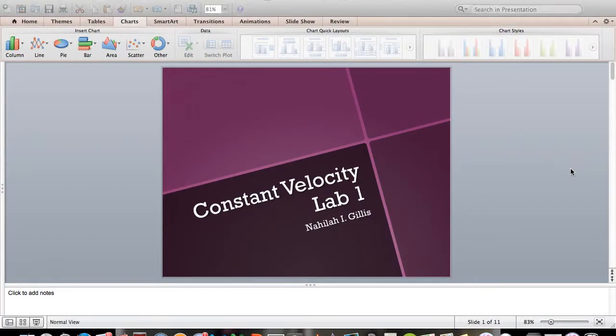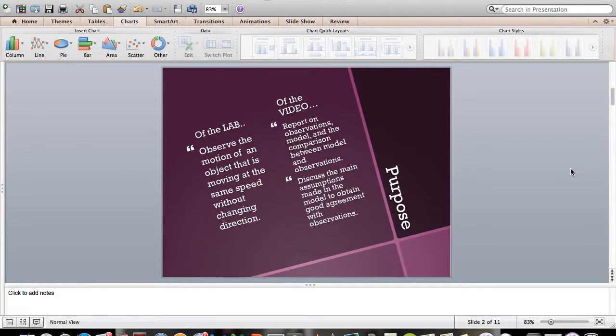Constant velocity, Lab 1. The purpose of this lab is to observe the motion of an object that is moving at the same speed without changing direction. The purpose of this video will be to report on observations and the model and the comparison between the model and observations. This video will also discuss the main assumptions made in the model to obtain good agreement with observations.